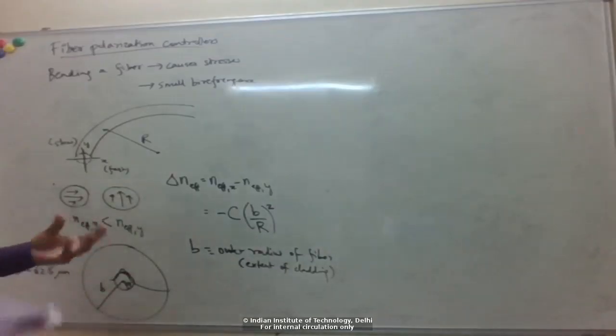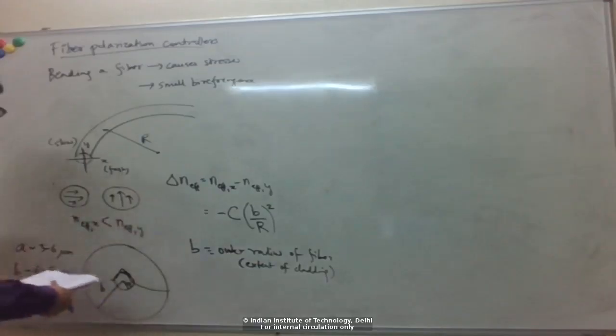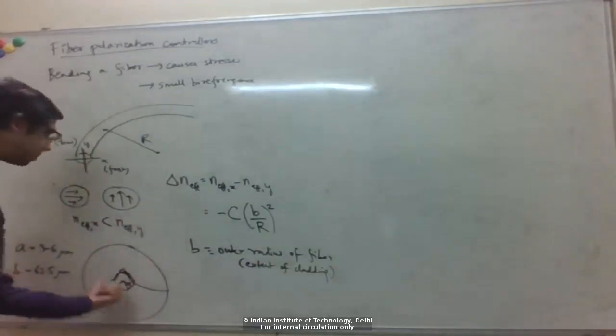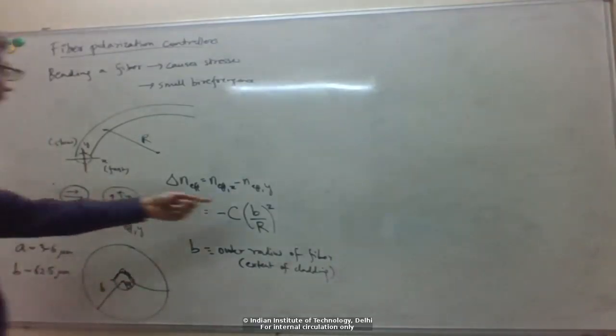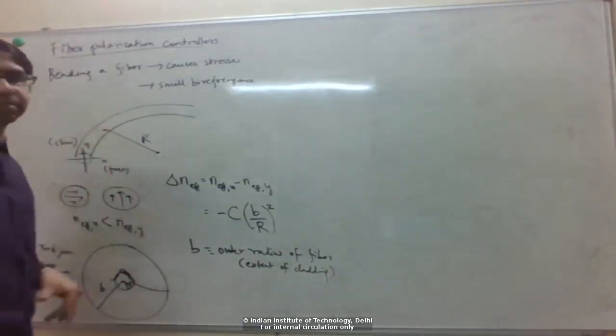This also helps, for example, when you splice fibers together if they are of the same size, etc. Anyway, yeah. So this B is typically 62.5 micron, which is the outer radius of the fiber. Right. So basically, this depends on the ratio of the size of the fiber to the bend radius.